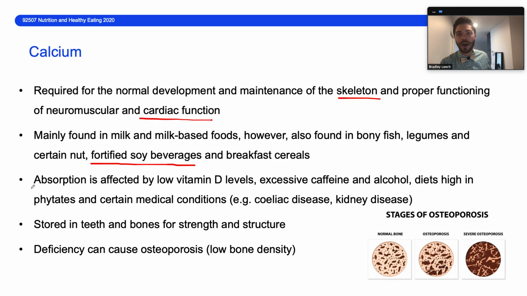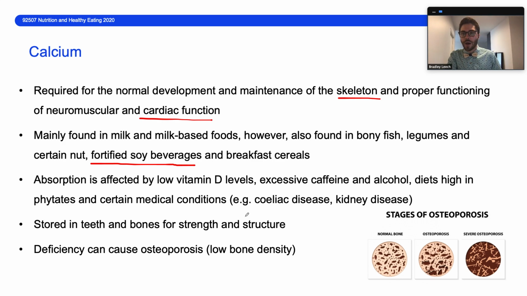If we have caffeine, so if we consume coffee with a meal, it will reduce the absorption of not only calcium, but zinc and iron as well. So generally, the rule of thumb is to consume coffee about 1 or 2 hours away from food so that you can get optimal absorption of calcium.